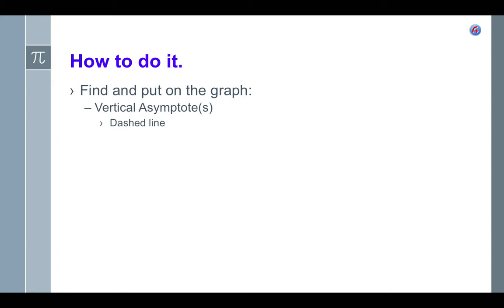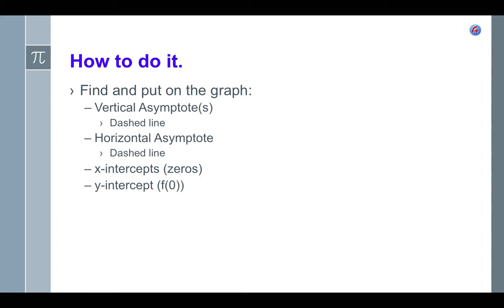We're going to be drawing those as dashed lines. We're going to look at the horizontal asymptote, and again, that's a dashed line that we put on the graph. We're going to calculate our zeros, or our x-intercepts of the function. And this is the little addition. We're going to calculate and plot our y-intercept. That's just when we plug in x equals 0.